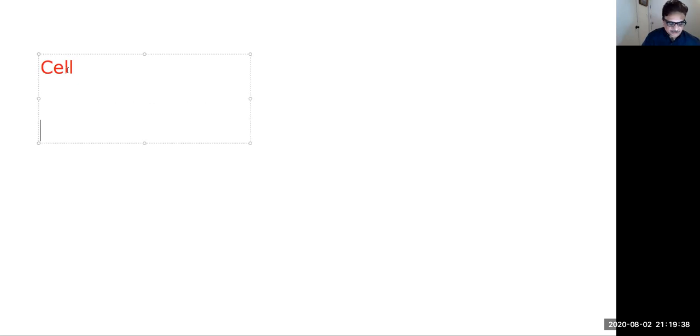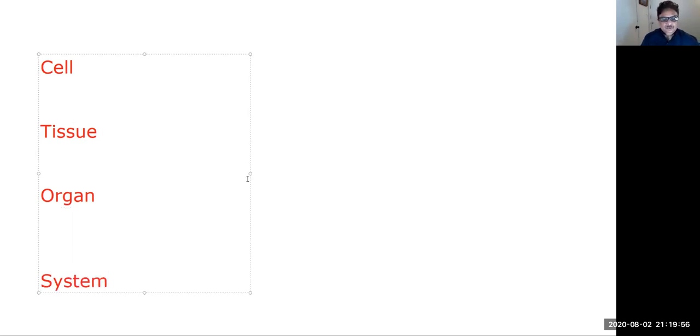These identical cells come and form tissue, and identical tissues make an organ, and then one organ can work as a system to support our body. So this is a hierarchy in our body, right? There is a defined way our body is organized.